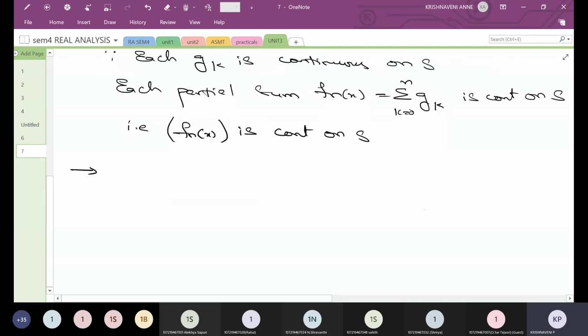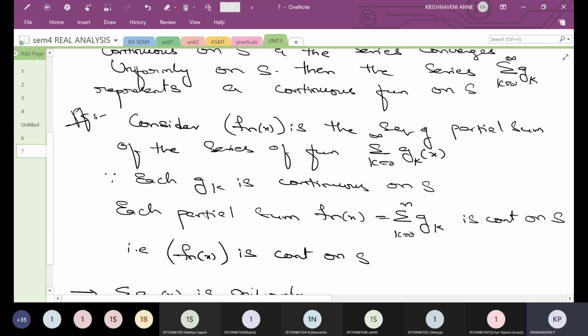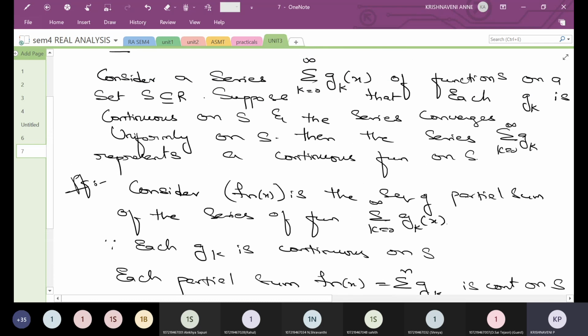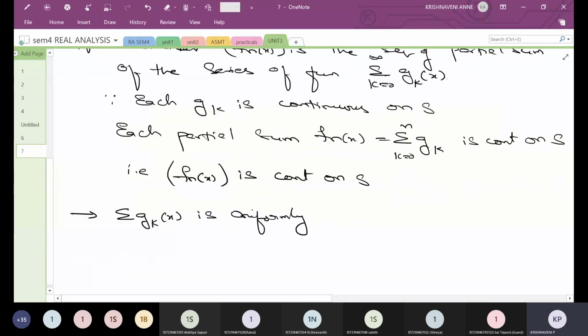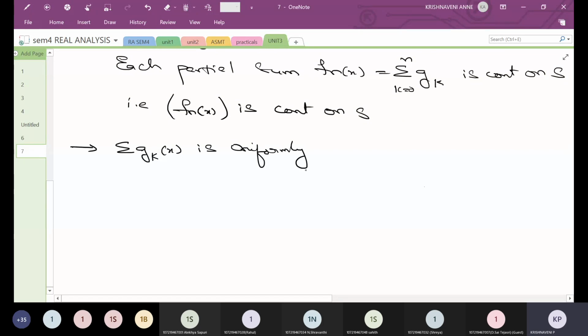Okay, that means what is given? The second condition is given that summation gk of x is uniformly convergent, isn't it? Not continuous. It is uniformly convergent on S. Given summation gk is uniformly convergent on S. Now, the series is convergent. When is this possible?